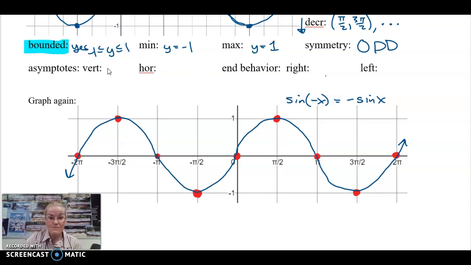Are there any asymptotes? Nope. There's none. There are no vertical asymptotes. There are no horizontal asymptotes.